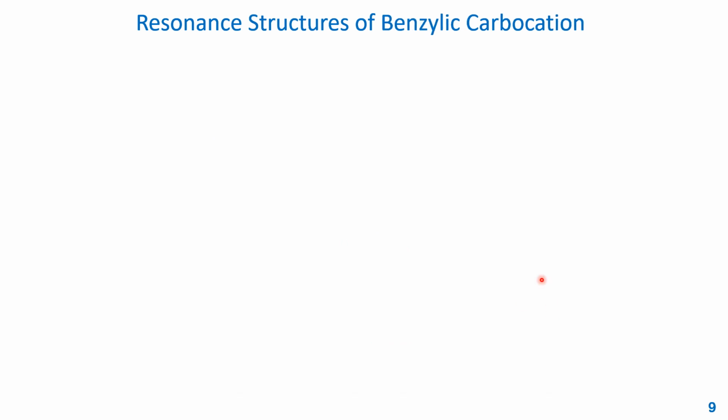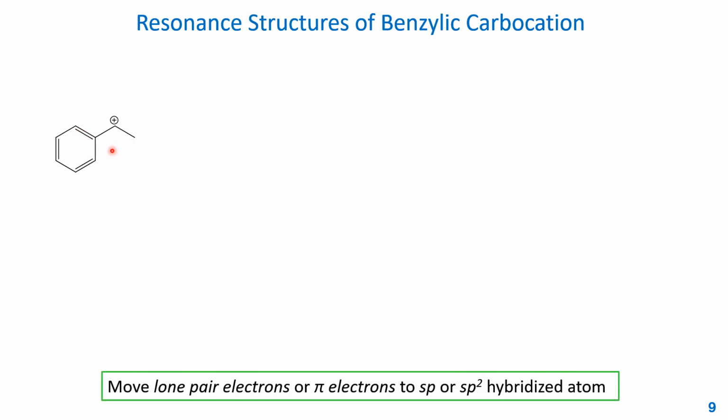Okay, let's talk about the benzylic carbocation. This is a little bit more complicated. You can draw a lot more resonance structures. So the benzylic position is here. That's the benzylic position. If you have a carbocation, actually the pi electrons from the benzene can push. Follow the same rule, only the pi electron can do it.